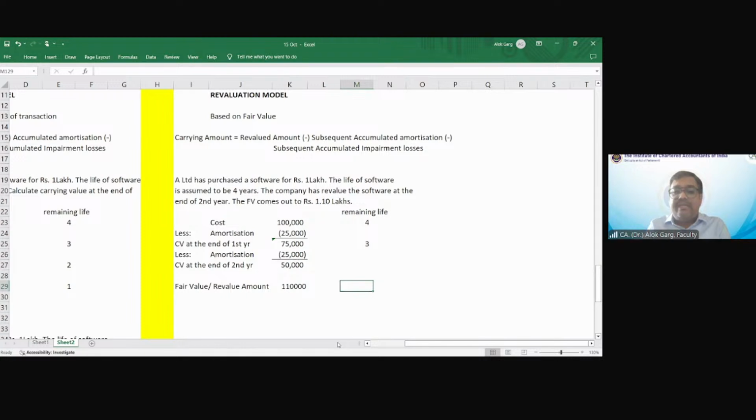What is the remaining life? 2 years. What is the remaining life at the end of the second year? So your carrying value at the end of second year will become the revalued amount and the life is 2 years. So now let's go to the next part. Amortization. How much is the amortization? This divided by the balance life.